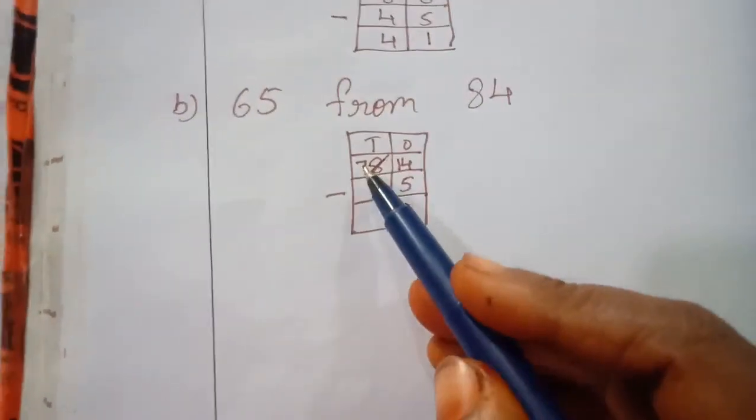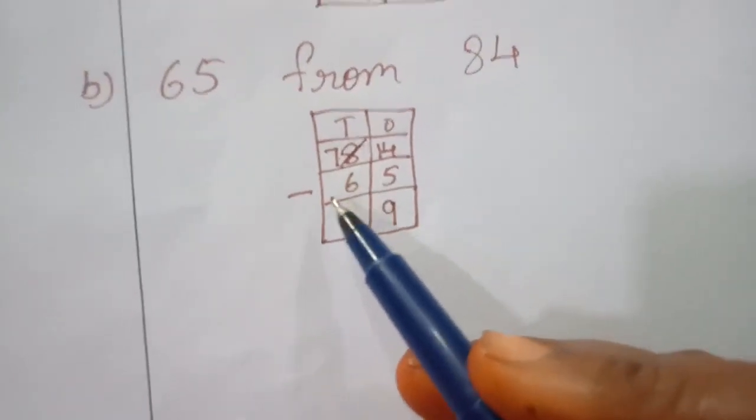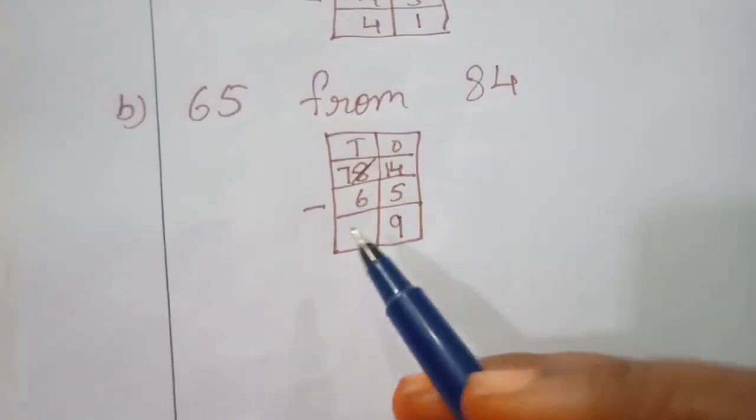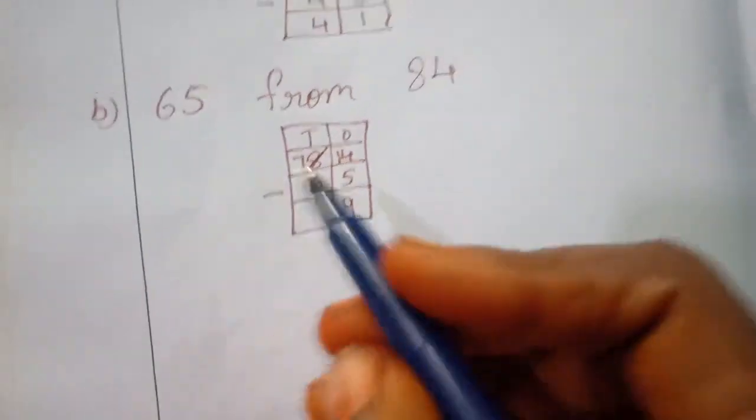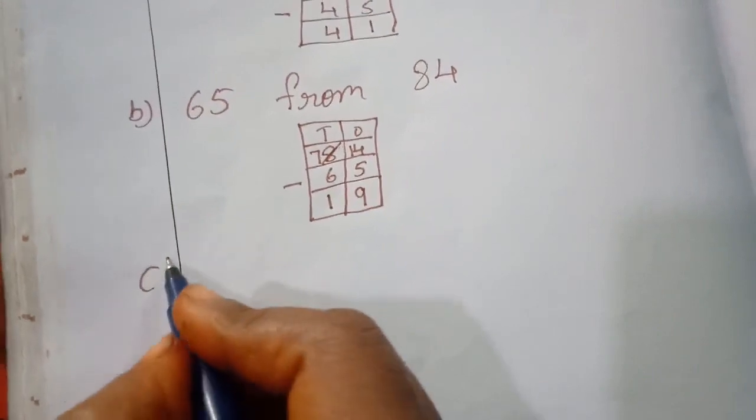Understood? Here 7, here 6. In the 7 you should cut 6. 6 after, up to 7 you should count. 6 after 7, only 1. That 1 you should write here. Understood? Now 3-digit number.